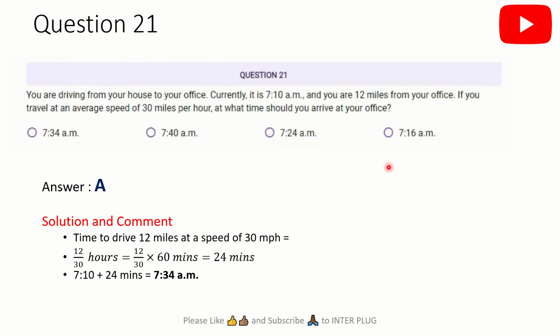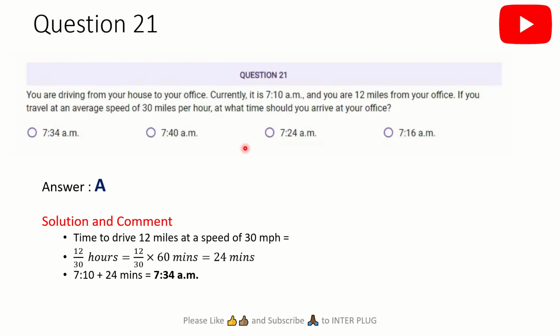Question 21. This is a mathematics question. They say you are driving from your house to your office. Currently it is 7:10 a.m. You are 12 miles from your office. If you travel at an average speed of 30 miles per hour, at what time should you arrive at your office?